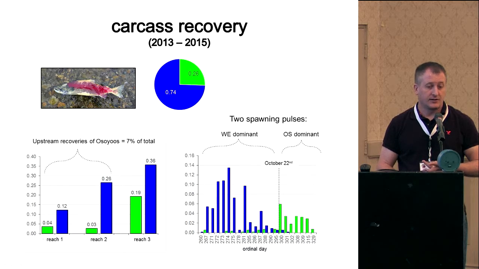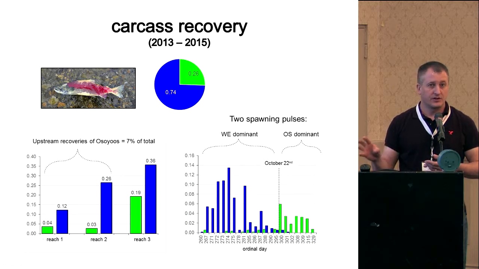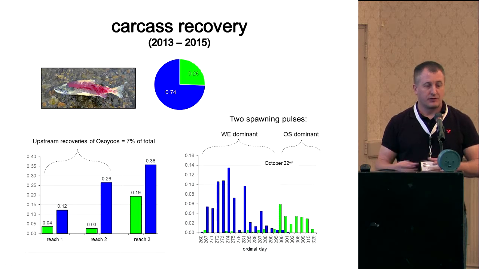Wenatchee Lake is much higher in elevation, cold, glacial bed. Those fish tend to spawn earlier than the Soyuz fish. Soyuz fish have sort of a thermal delay in the Columbia River. It's a much warmer environment where they spawn.